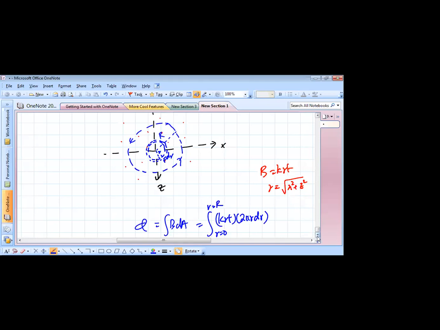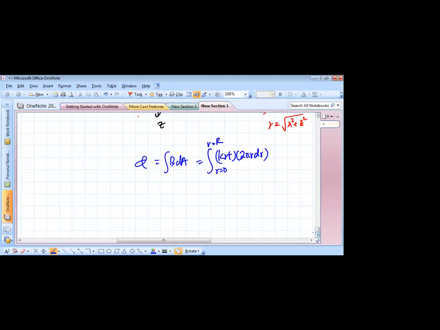So the magnetic flux, you can see, will be k into 2 pi into t into the integration of r square dr, so that will become r cube by 3.